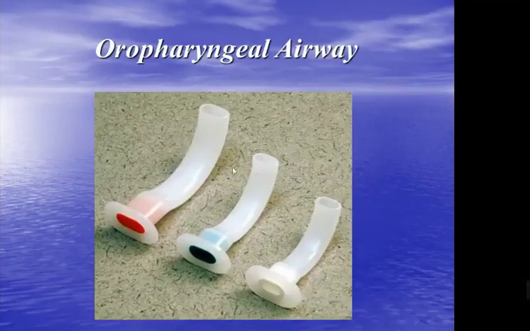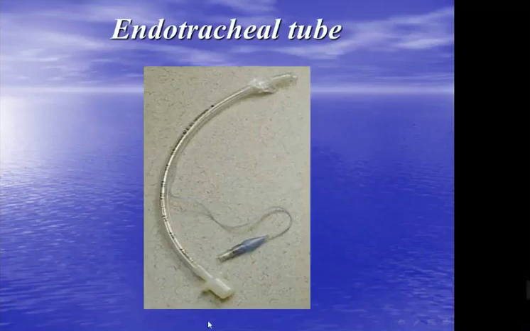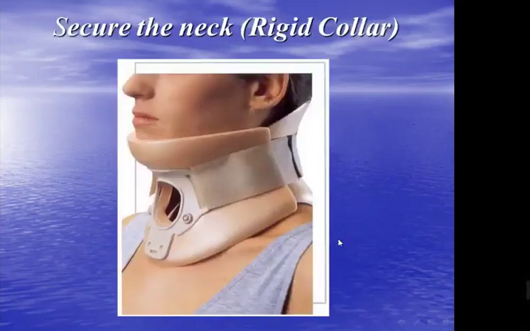This is the oropharyngeal airway which we are using for a patent airway of the patient. This is the endotracheal tube, sometimes needed for the patient, and in fact, inshallah, this is for the sixth class. I will give you a clinical session about these important subjects. And this is the collar. You can see this is called the Philadelphia collar.